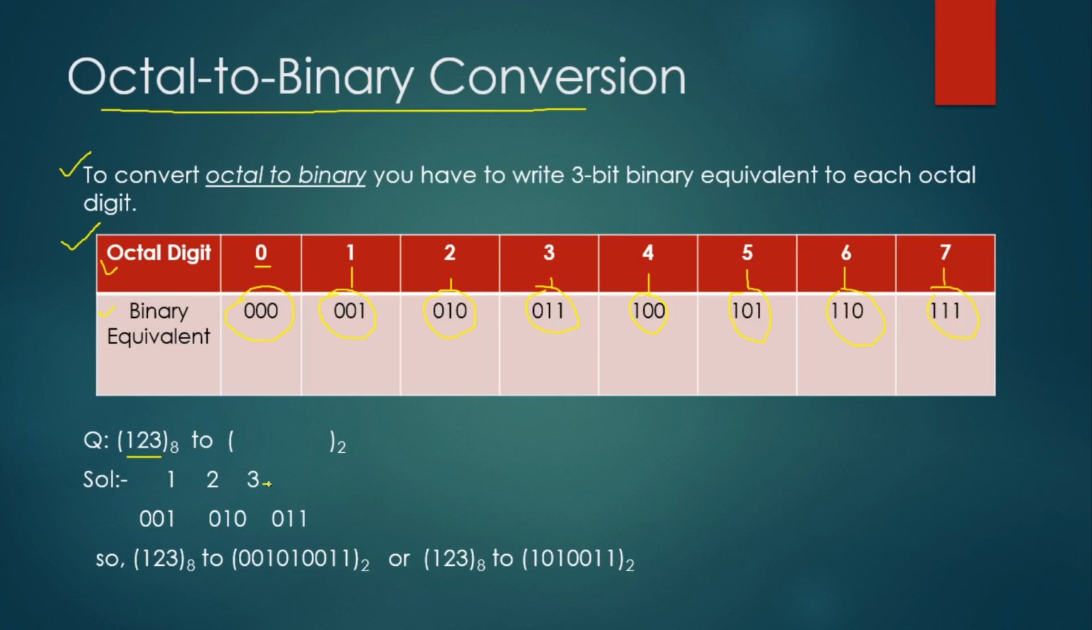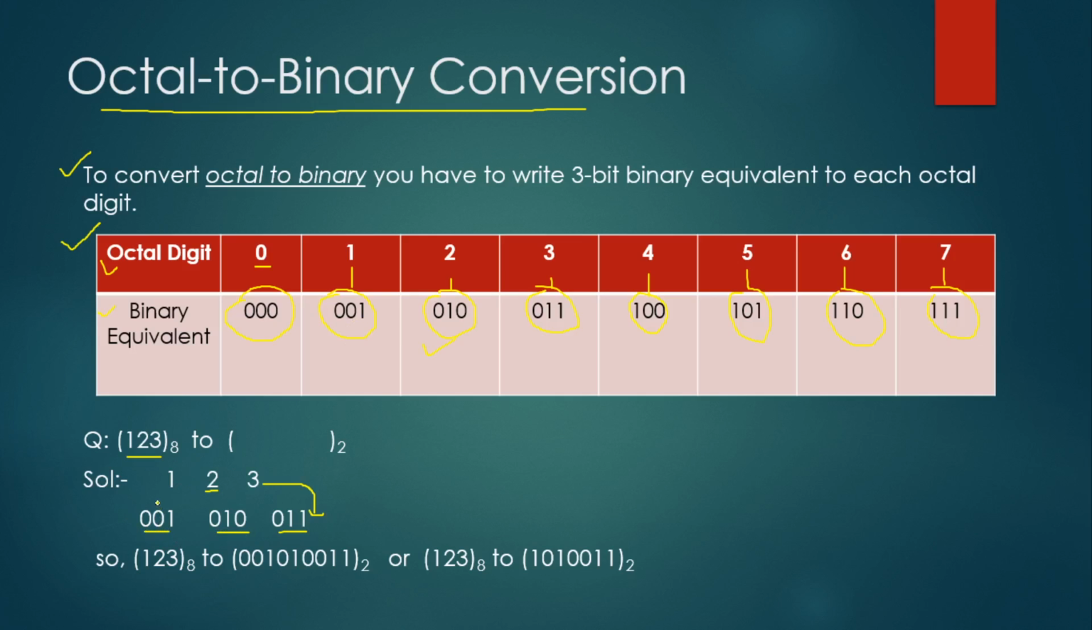So the binary equivalent of this octal digit 3 is 011. Here you can check that the binary equivalent of the octal digit 3 is 011. So here we have written 011. Now the binary equivalent of 2 is 010. You can check in the table that the binary equivalent of 2 is 010, and we have written it here, and the binary equivalent of 1 is 001. So we have written here 001.